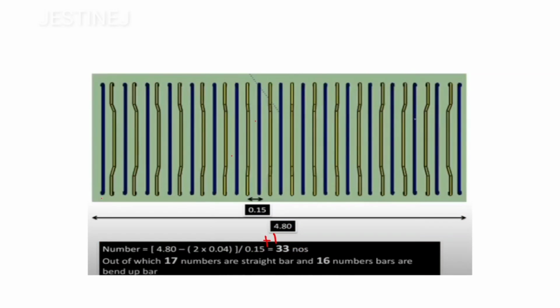This distance is going to be 30 centimeter, and this distance is going to be 15 centimeter, as mentioned here for the cranked bar and the straight bars. If you want to calculate the total number of bars, you take 4.8, that is the total length, as I already mentioned for the cross section, 4.8 and 2.1 slab dimension, minus the clear cover subtracted from both sides. We already calculated all those things in the bar bending schedule.